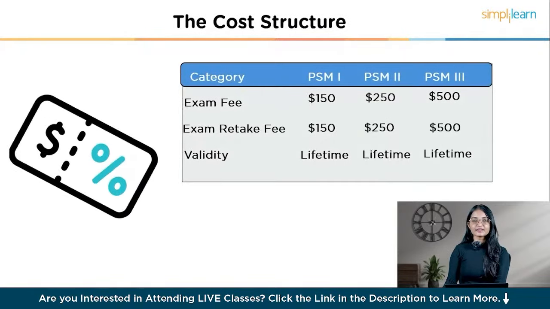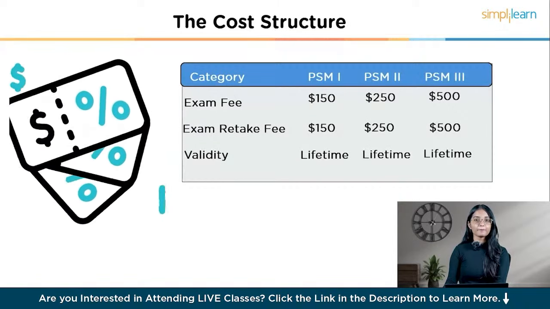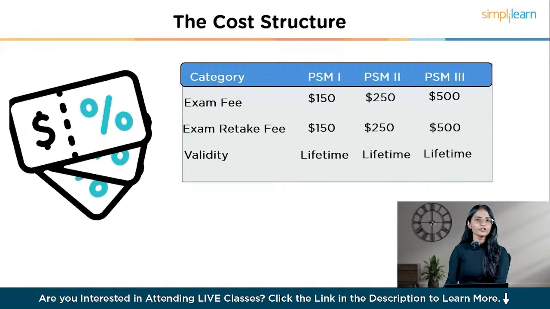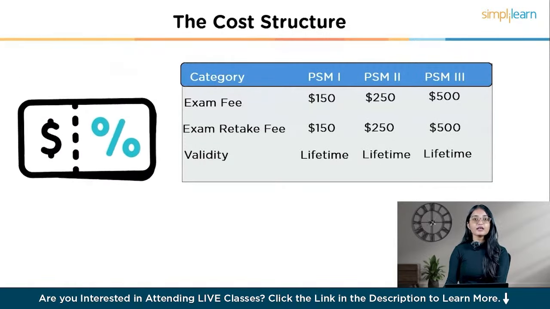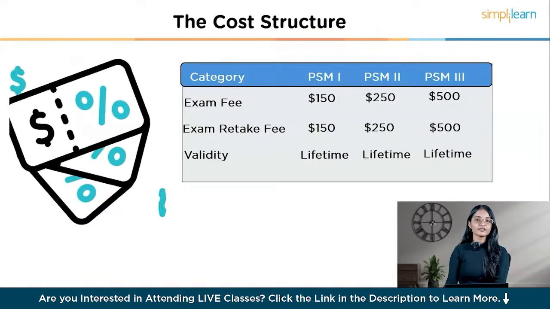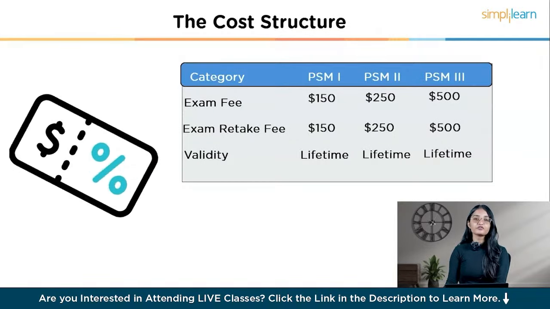PSM-1 has an exam fee of $150 with a $150 retake fee. PSM-2 costs $250 for the exam and retake fee. And PSM-3 commands $500 for both the examination and the retake fee. All 3 certifications are valid for a lifetime.